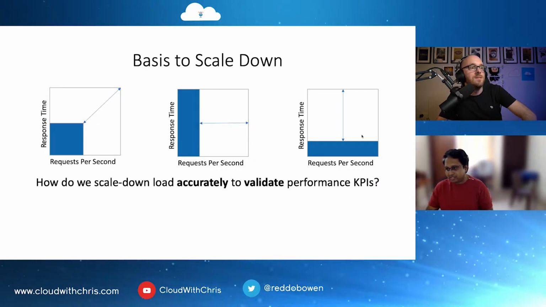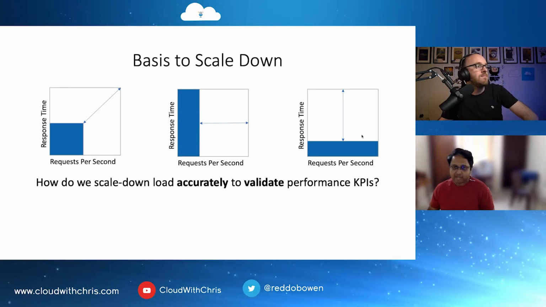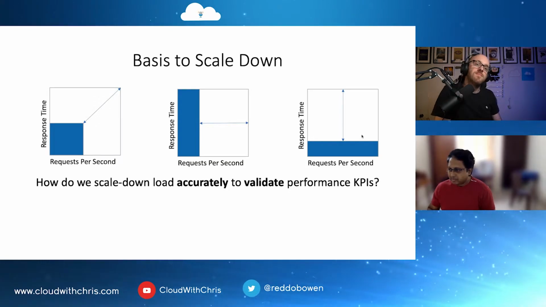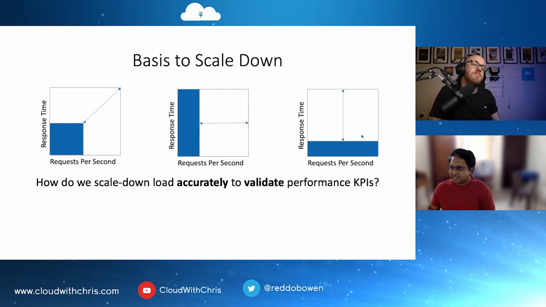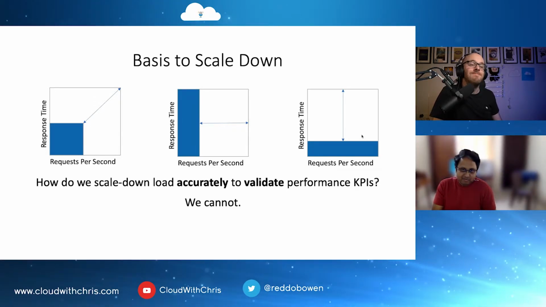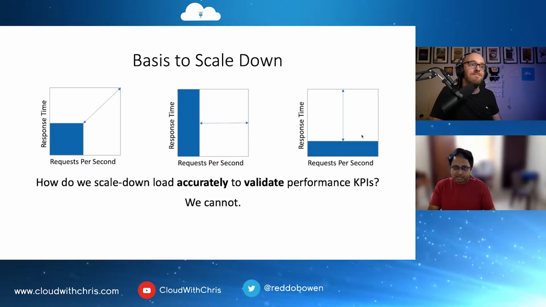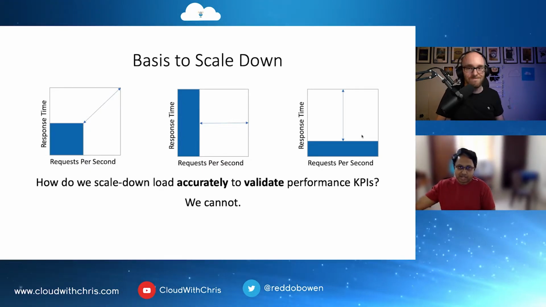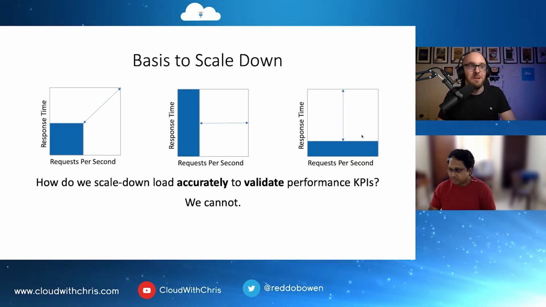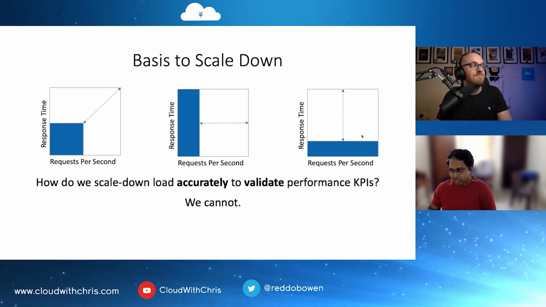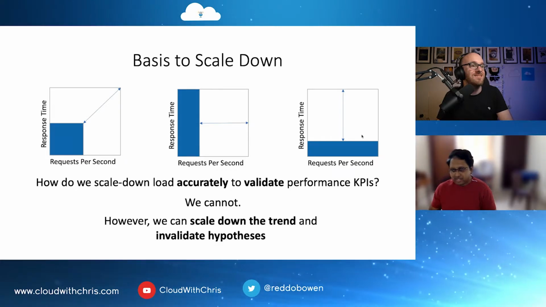Sure. So what is the accurate way to scale down and still be able to validate the KPIs? This is a question that's been festering in many of my colleagues' minds also. The answer is the hard part, which is that it's not possible. There is no scientific way to do this, because my machine does not equate in any manner to a server grade processor and memory. Yep. So all is not lost though. We can still scale down, but we cannot scale the problem. We can scale the trend and invalidate the hypothesis.